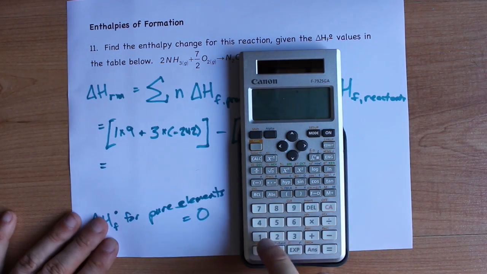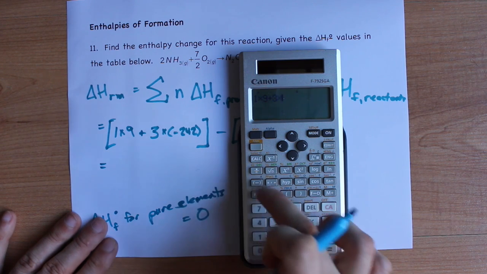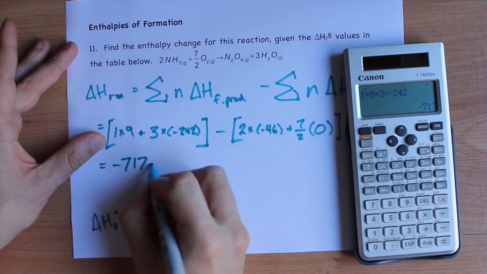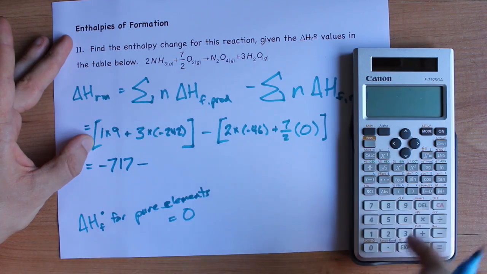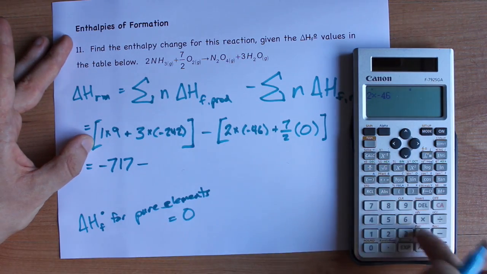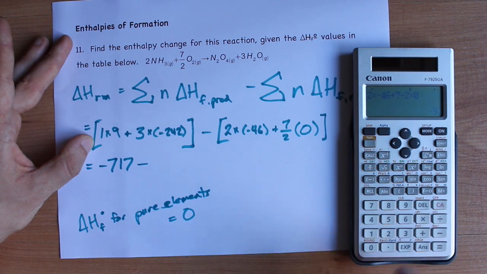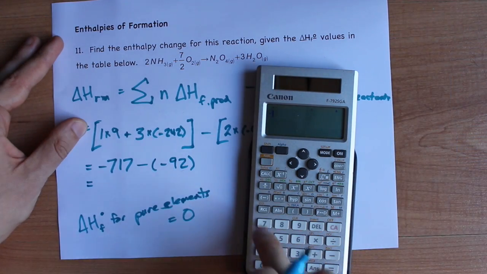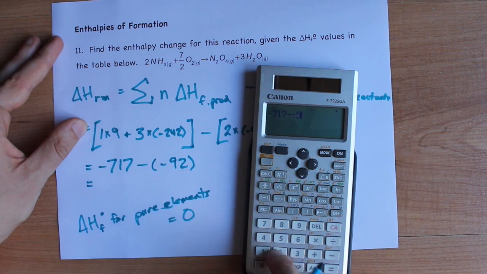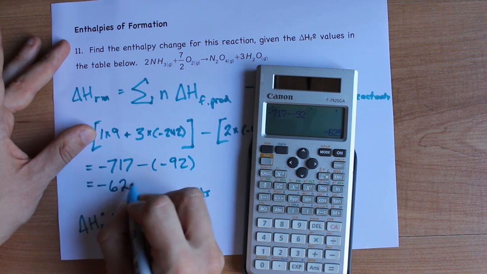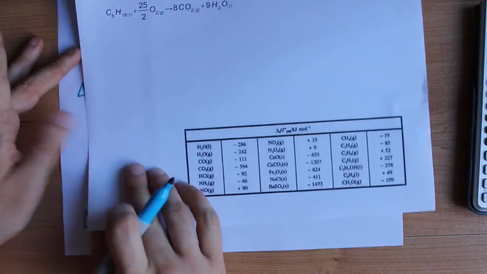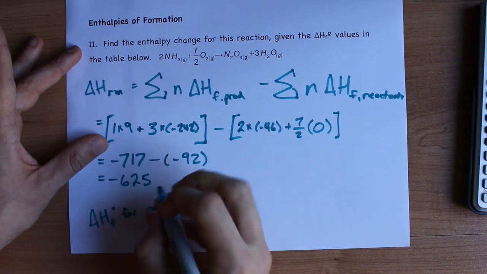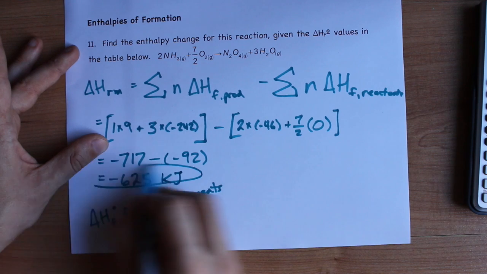I'm going to do the first bracket first. 1 times 9 plus 3 times negative 242 gives me negative 717. And I'm going to subtract whatever I get in my second bracket. That's 2 times negative 46 plus 7 halves times 0. That gives me negative 92. And when I do those maths together, that's negative 717 minus negative 92, I get negative 625. Because all of the delta HFs I was given were in kilojoules per mole, and I multiplied them all by moles, this answer is actually just in kilojoules.